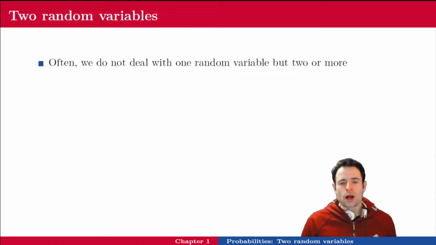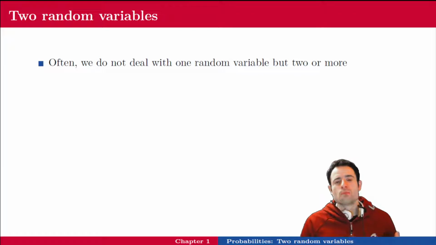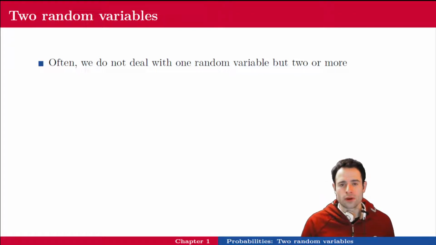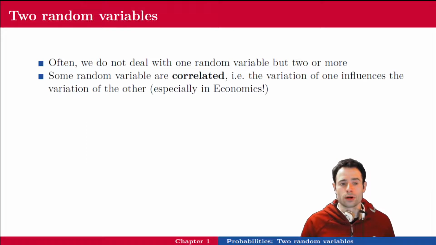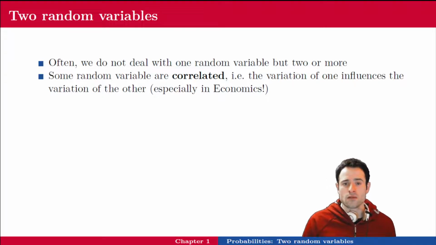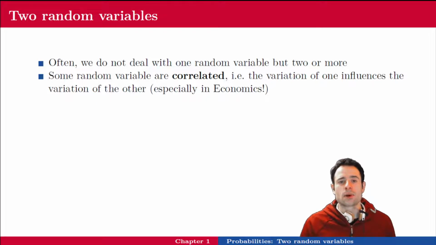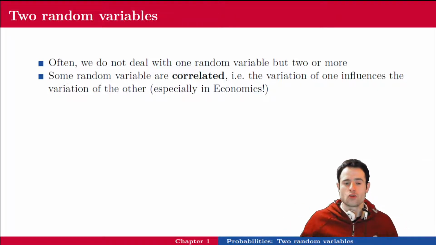The reason why we look at two random variables is because most of the time we do not deal with one random variable, we deal with two or more. And very often, especially in economics, variables are correlated, which means that the variation of one is going to influence the variation of the other, or the probability of one happening will affect the probability of another one happening. Kind of the same way we were talking about two correlated events in the previous lecture, here we are going to talk about two different random variables.